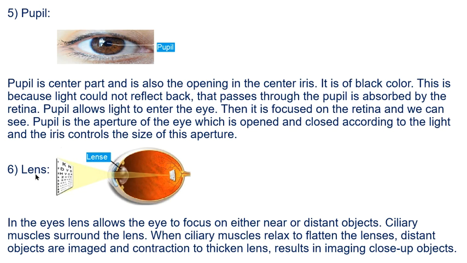Then the lens. In the diagram you can see behind this cornea there is a lens situated. What does the lens do? It focuses. In the eyes, lenses allow the eye to focus on either near or distant objects. Here also the lenses are focusing on either near or distant objects.